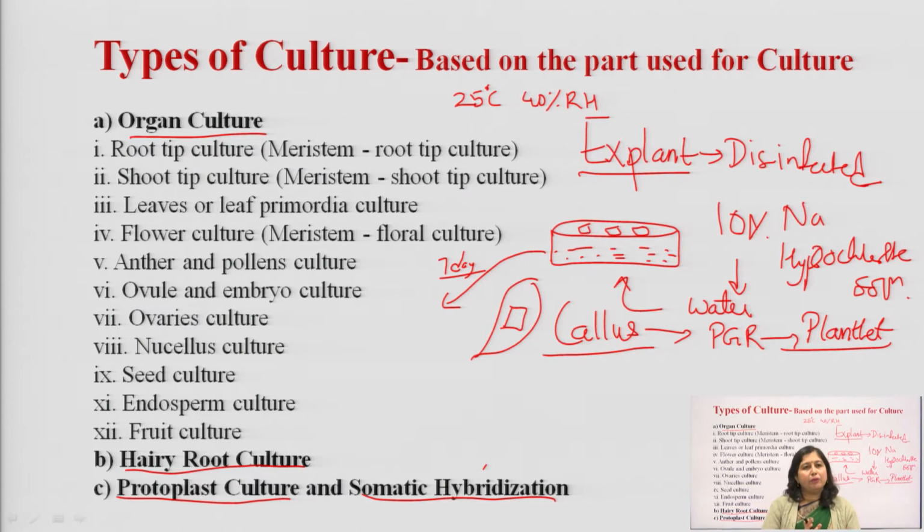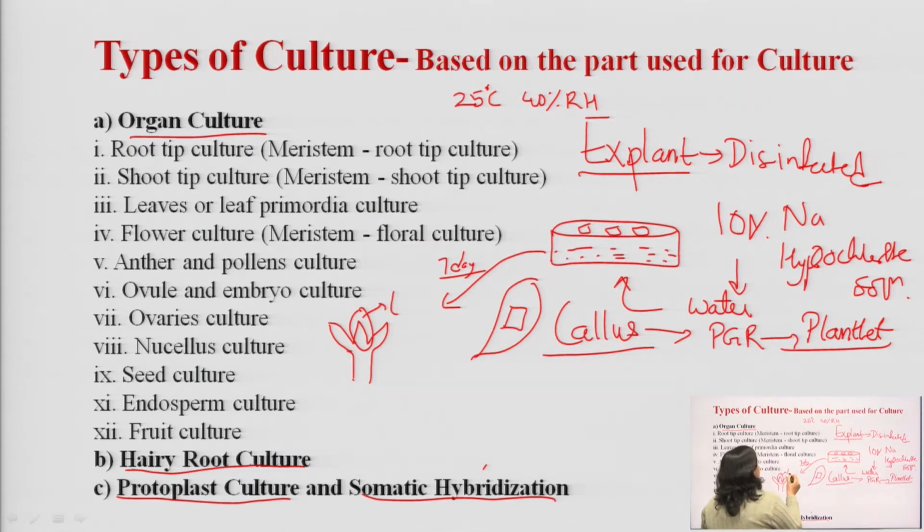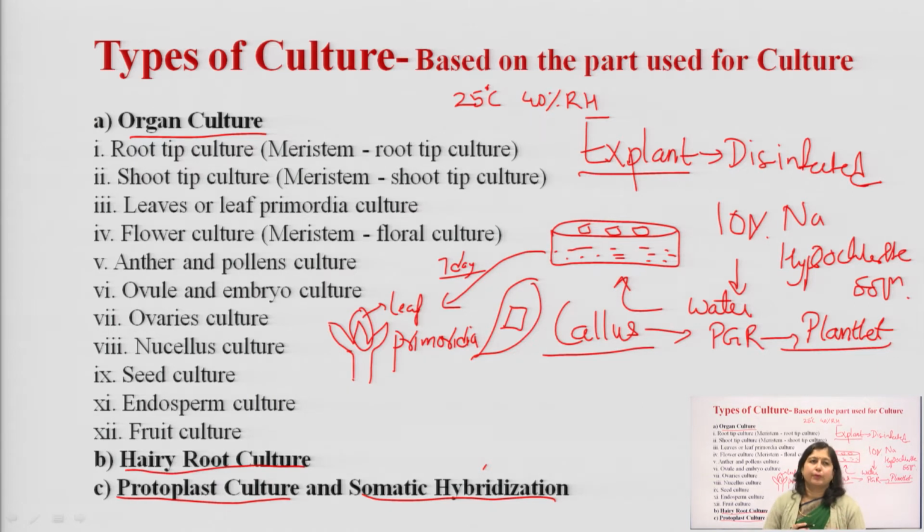understand, the leaves of the plant, and leaf primordia is the area at the top of the leaf. If you see any kind of plant, on the top you will find this kind of a structure, and this part is known as the leaf primordia. It is again a rich source of meristematic tissue, it is like a shoot tip.